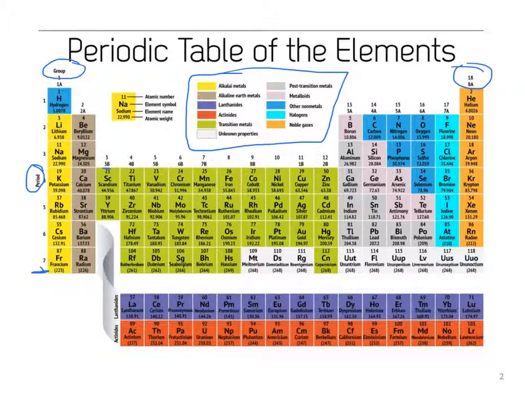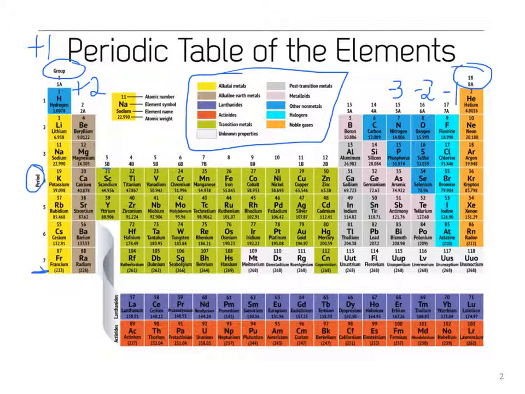I want to talk about different charges. So anything in group 1 is a +1 charge. Anything in group 2 is a +2 charge. Anything in group 5A or group 15 is a -3 charge. Anything in group 16 or 6A is a -2 charge. Anything in group 17 or group 7A is a -1 charge.